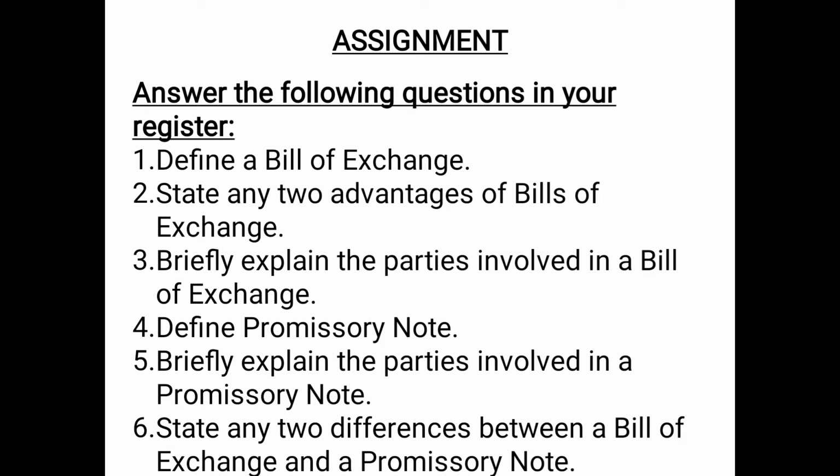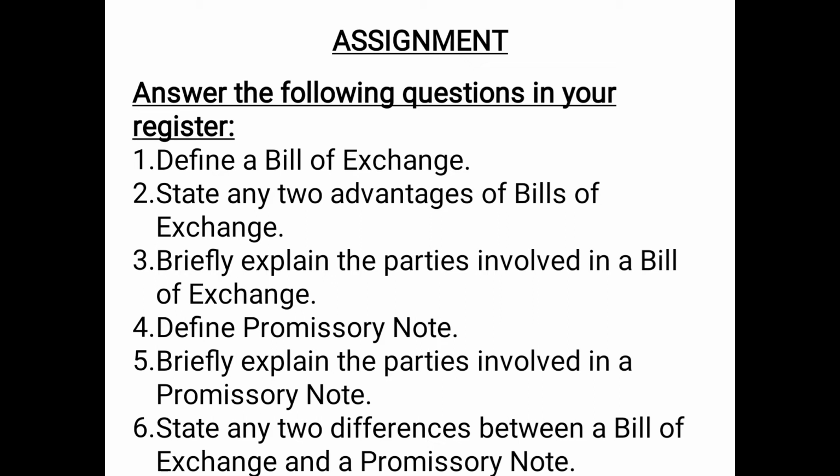Then question number 6, very important question. You have to state any 2 differences between a bill of exchange and a promissory note. One difference can be, in case of bill of exchange, 3 days of grace are allowed. In promissory note, no days of grace are allowed, not even a single day. Another difference can be, bill of exchange has 3 parties, drawer, drawee and payee. Promissory note has 2 parties, maker and payee.